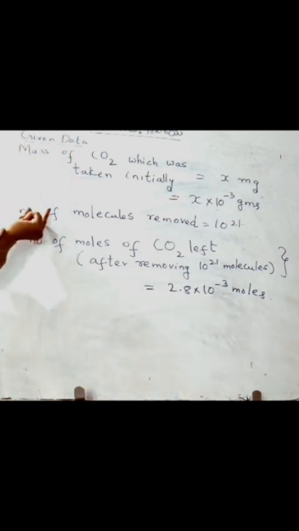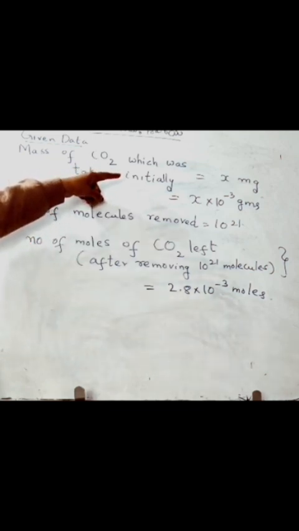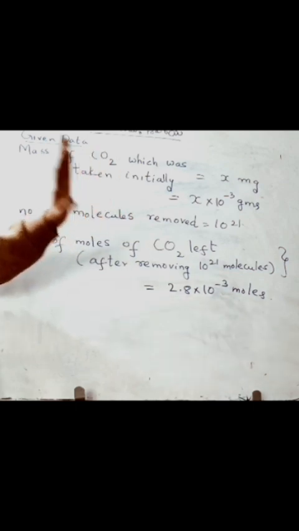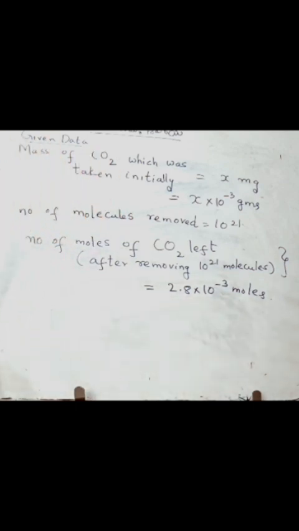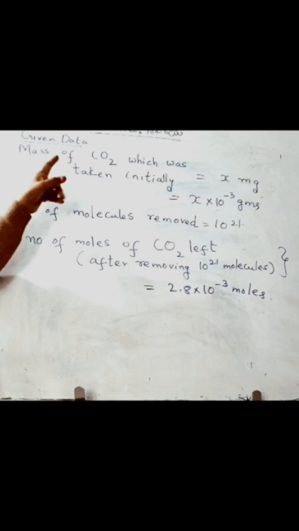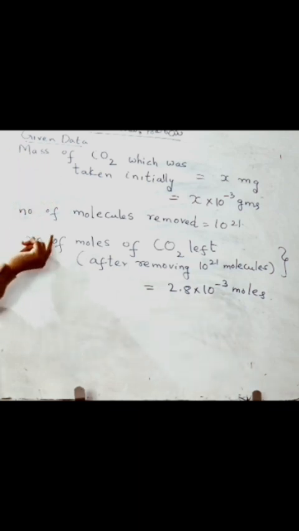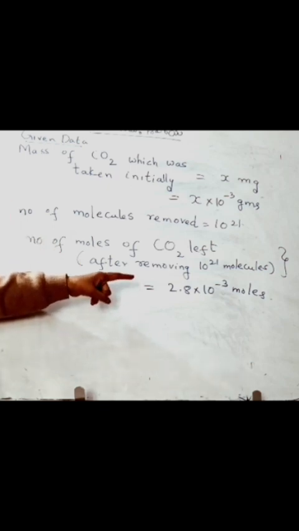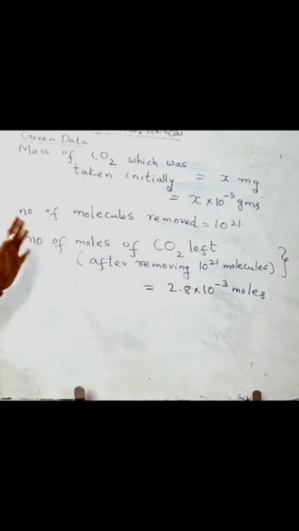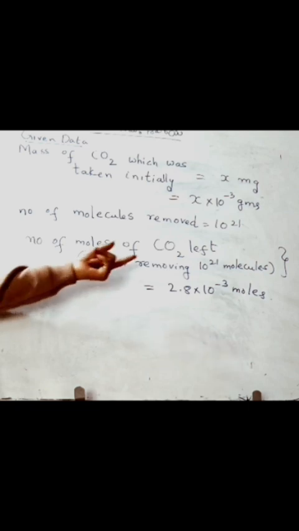Next one, number of molecules removed from X milligrams of CO2 is 10 power 21. 10 power 21 molecules are removed from X milligrams of CO2. Next, number of moles of CO2 left after removing 10 power 21 molecules is given as 2.8 into 10 power minus 3 moles.